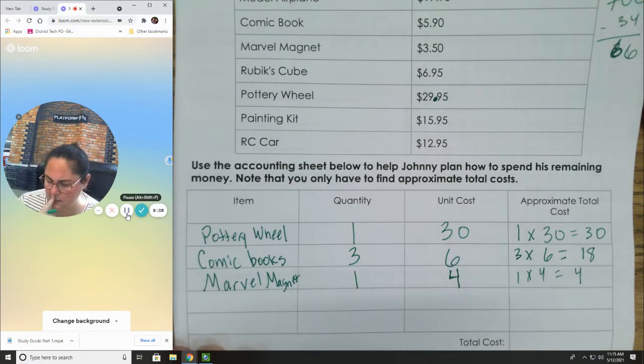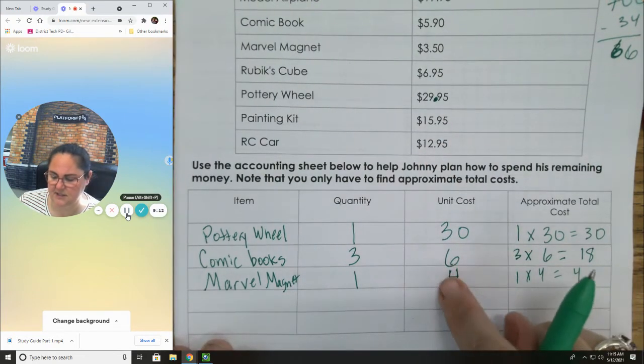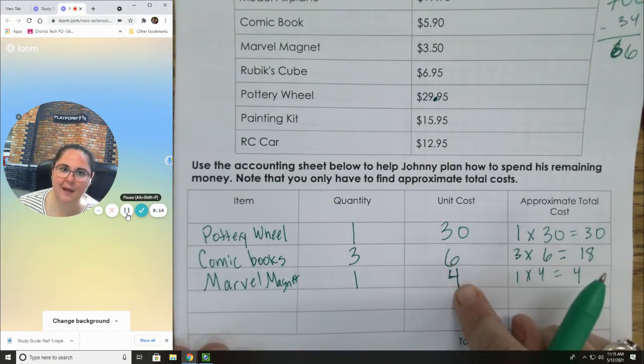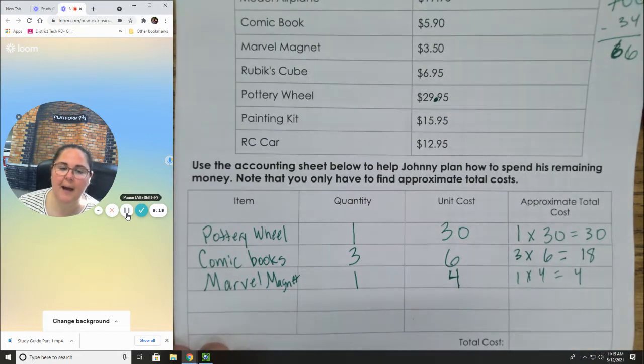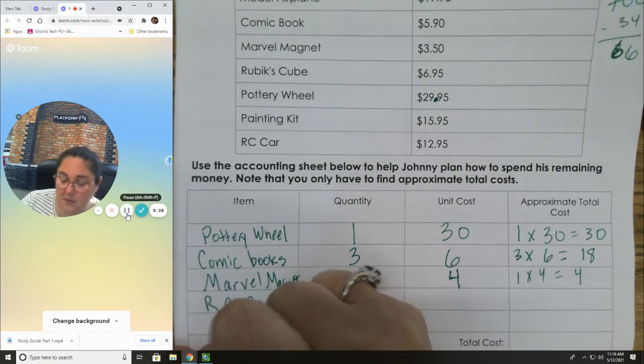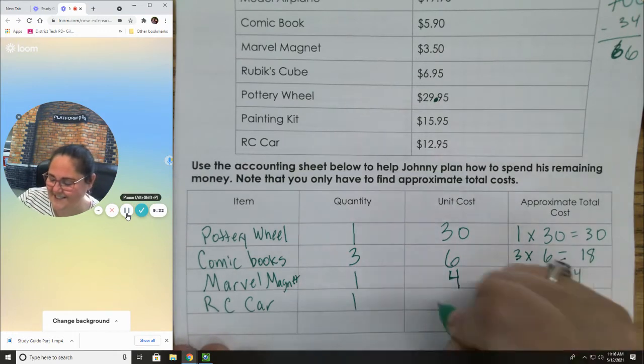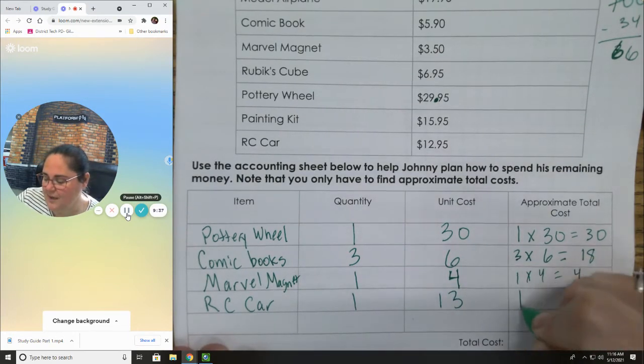Hold on. So that's 16, 17, 18, 19, 20. Nope, I'm not going to get a painting kit. I don't have enough. Man. I'm going to get a car, one of the RC cars. That's what we'll do. RC car. Maybe they have a Dodge Viper. Yeah. You know what I'm talking about. One of those. $12.95 is close to $13. So 1 times 13 equals 13.